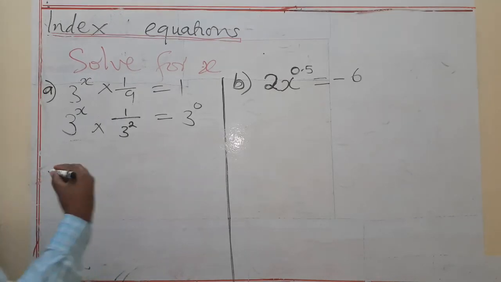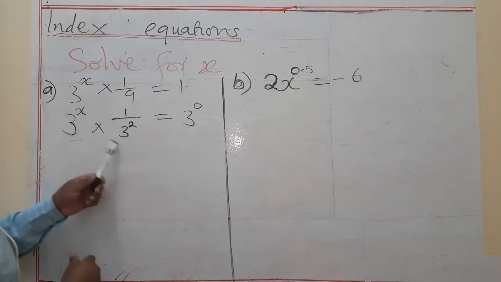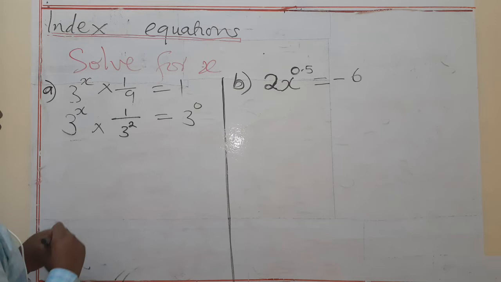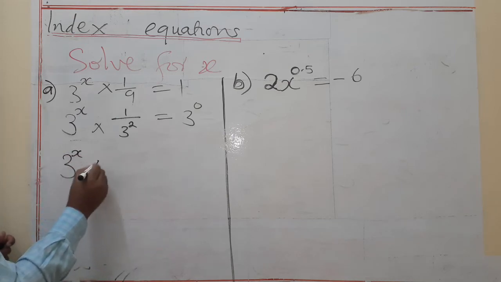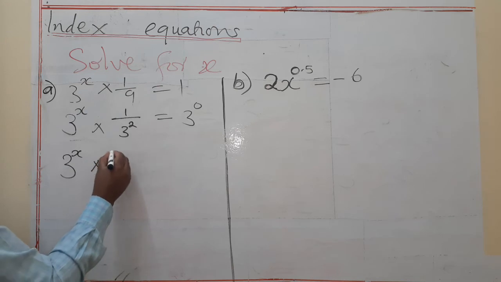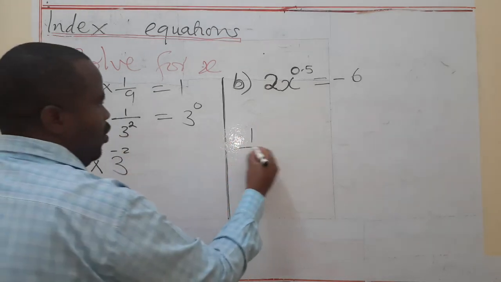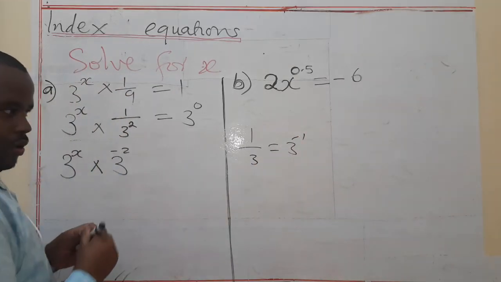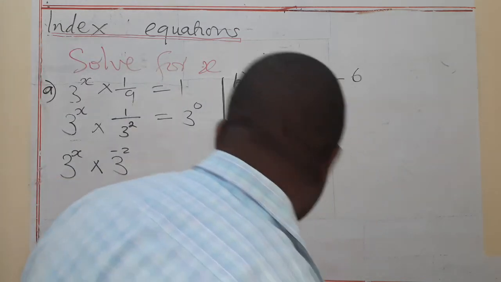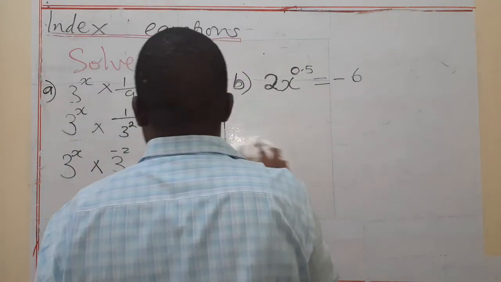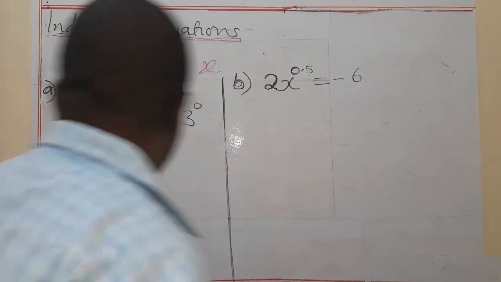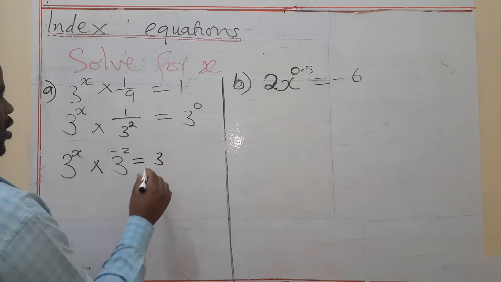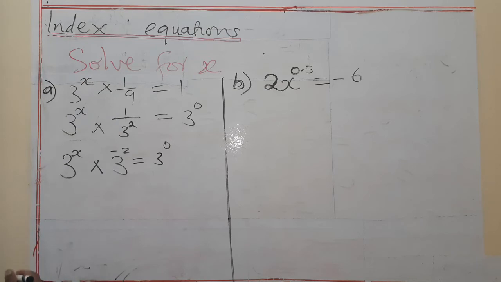Then we remember our index is to have 3 as our base. So we can interpret this as an inverse index. We have 3 to the x times 3 to the power -2, because 1 over 3 is the same as 3 to the power -1. So here we are going to have 3 to the power 0.